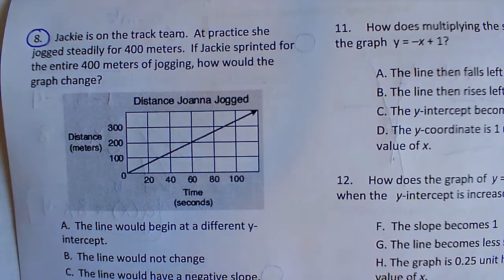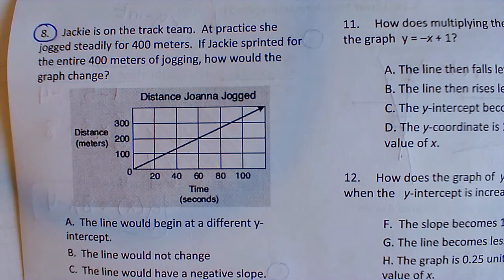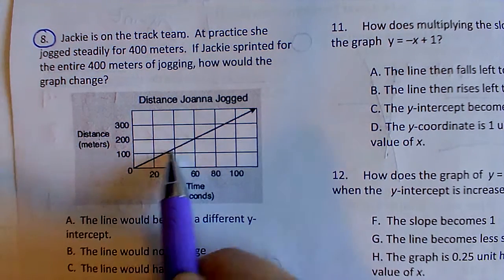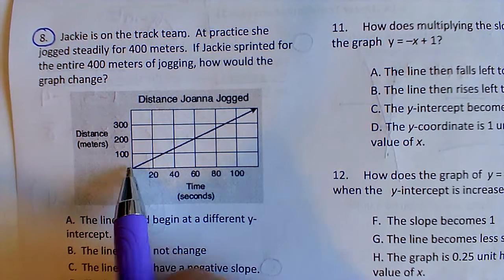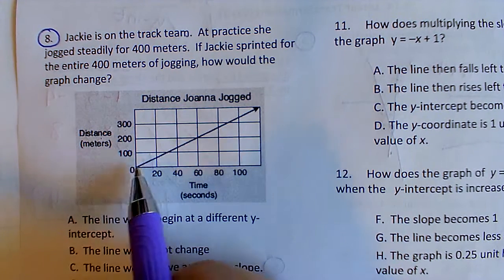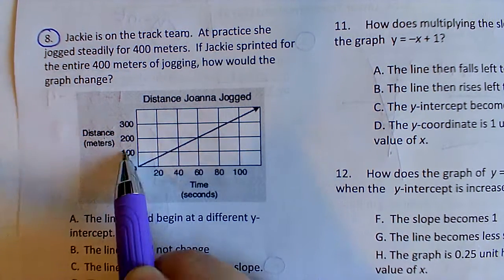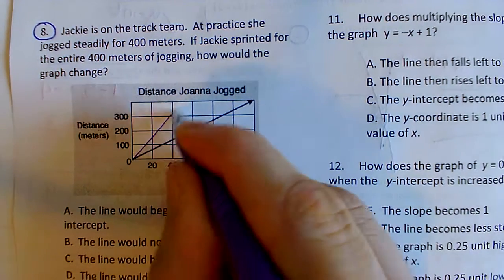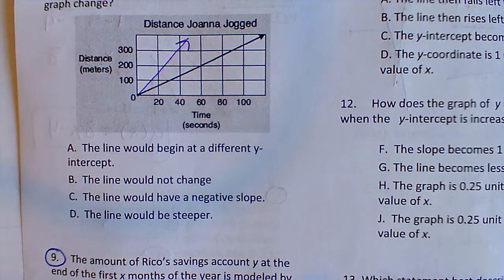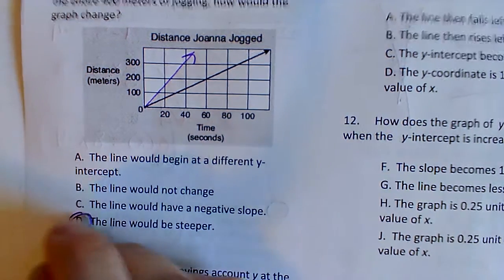Okay. Now on the back, Jackie is on the track team. At practice, she jogged steadily for 400 meters. If Jackie sprinted for the entire 400 meters of jogging, how would the graph change? Well, this is talking about her distance over time. So as she's jogging, she's covering a certain amount of distance as she goes. But if she's running, her distance would be increasing much faster. So when you're looking at this line, the slope is going to be much steeper.